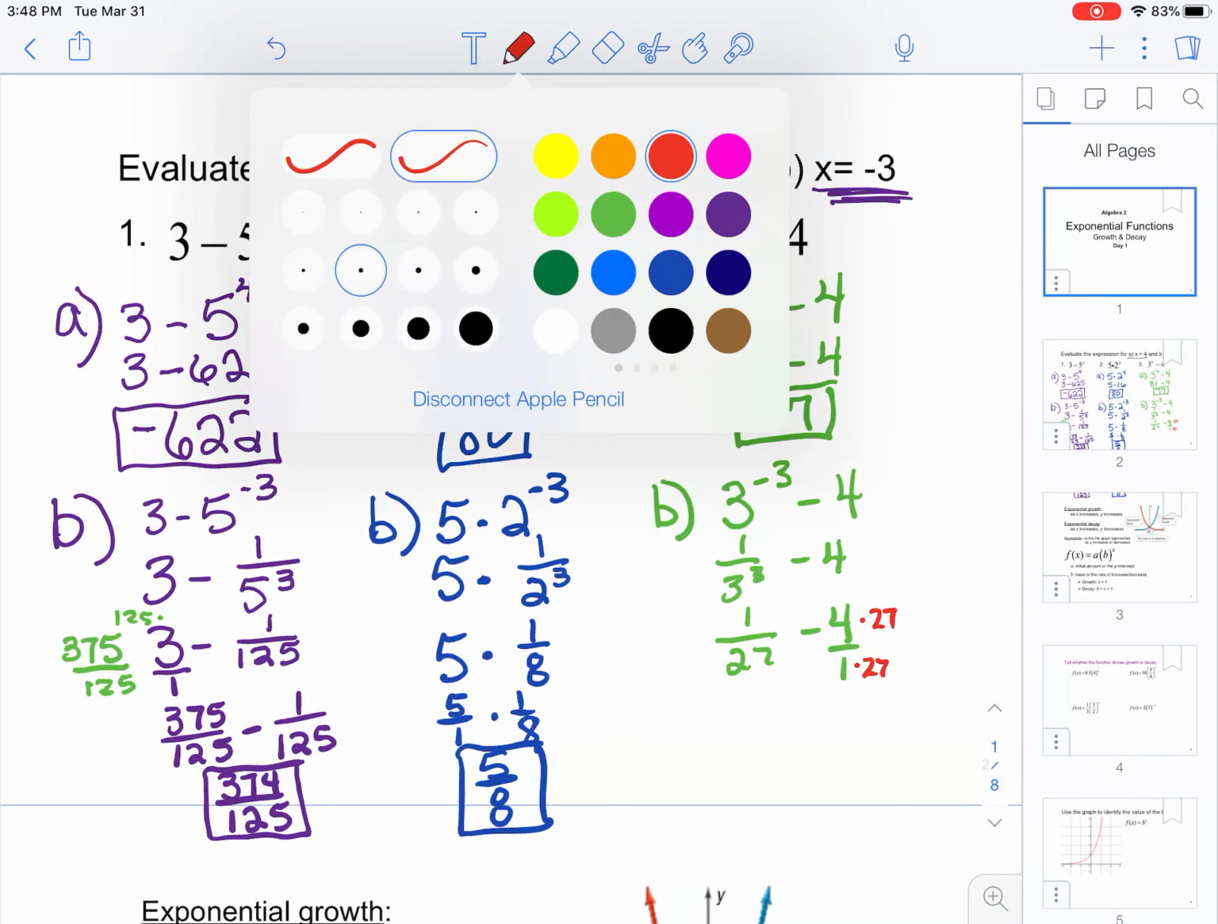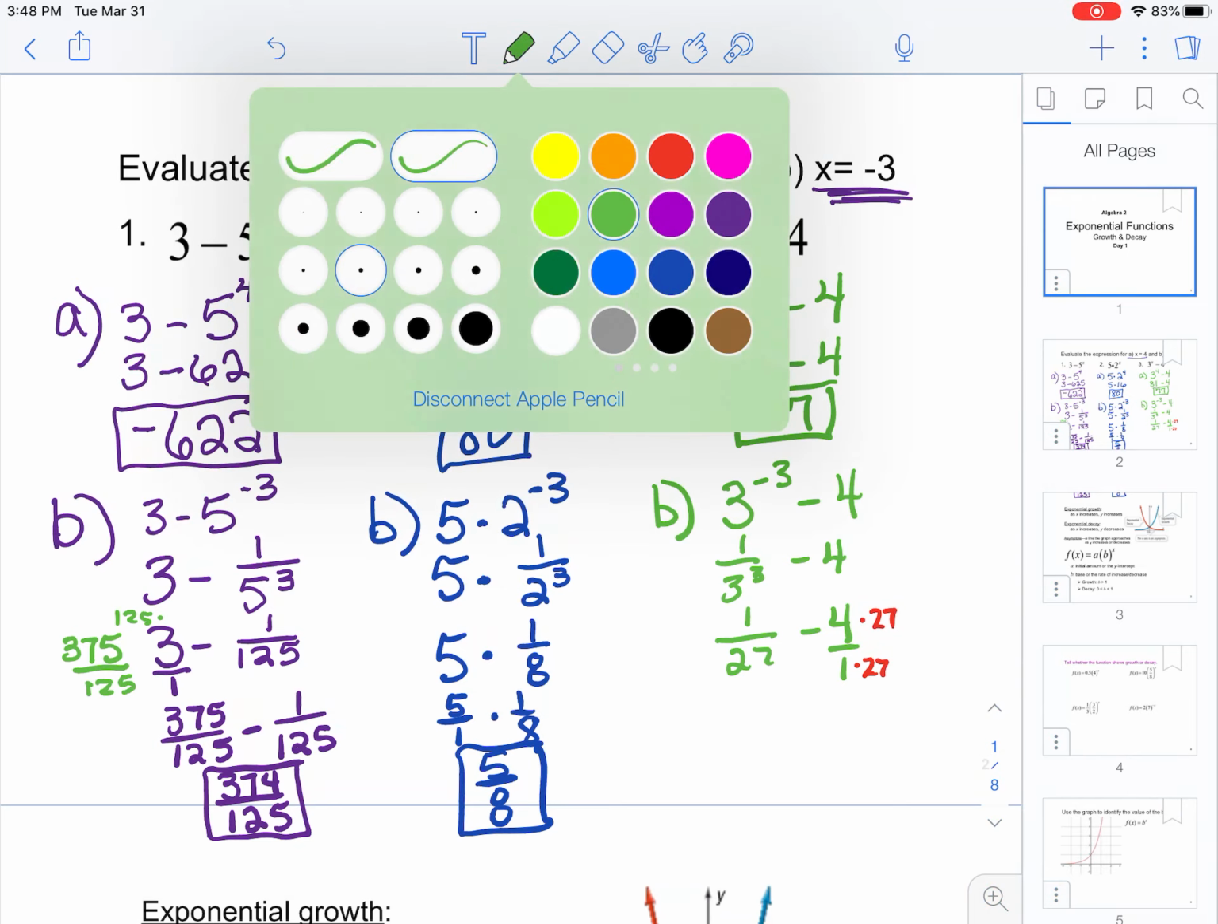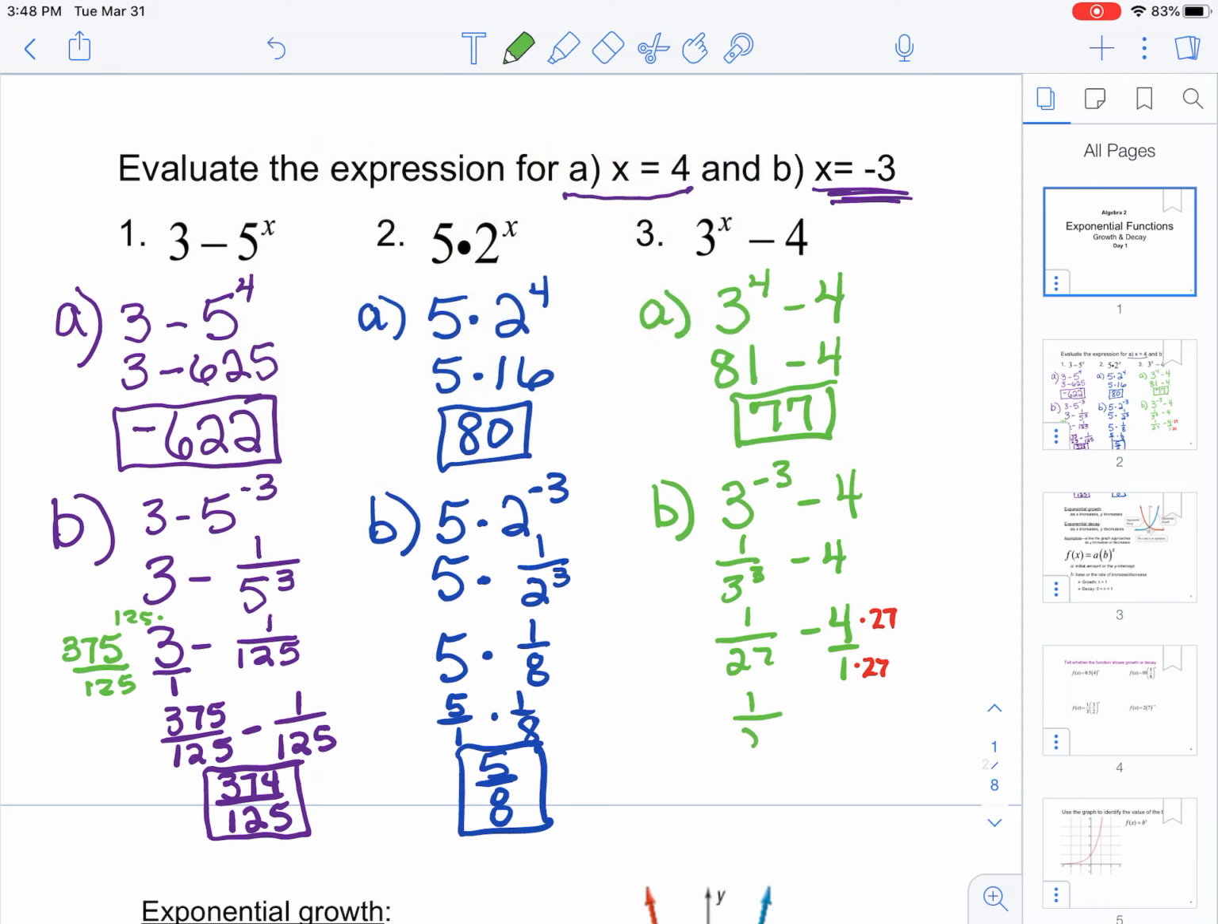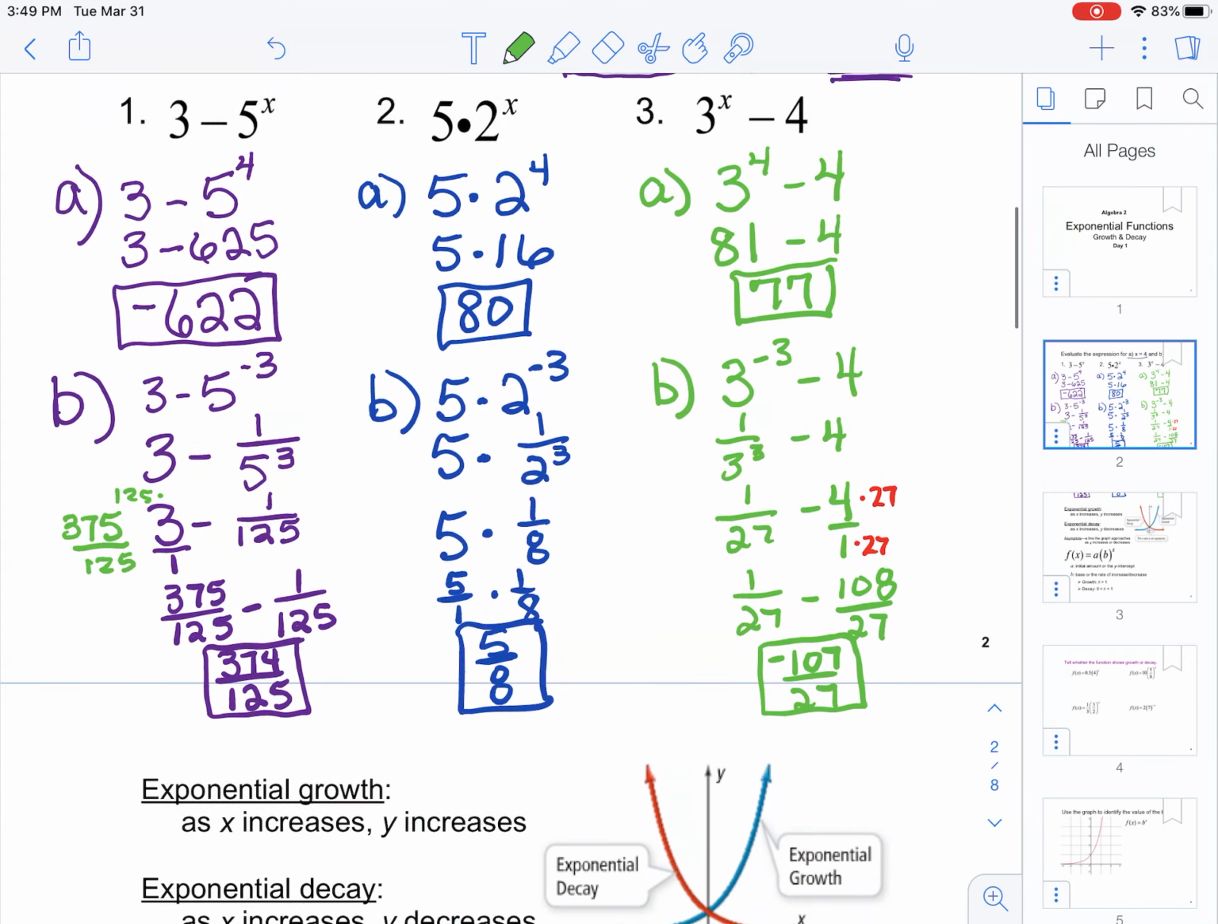So that's going to give us 1 over 27 minus 108 over 27. And our answer is going to be -107 over 27. Okay, so part of your lesson or your homework tonight will be replacing your exponents with these values.